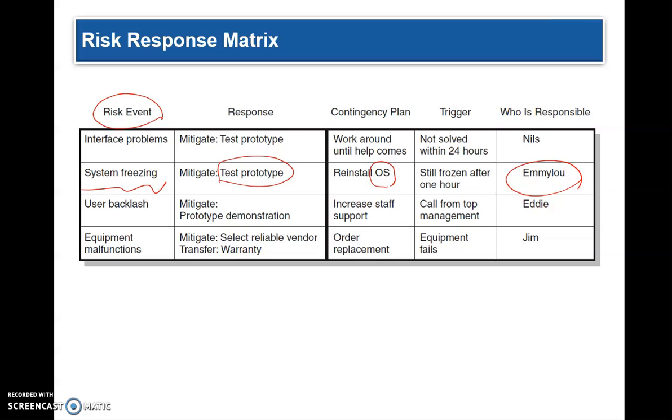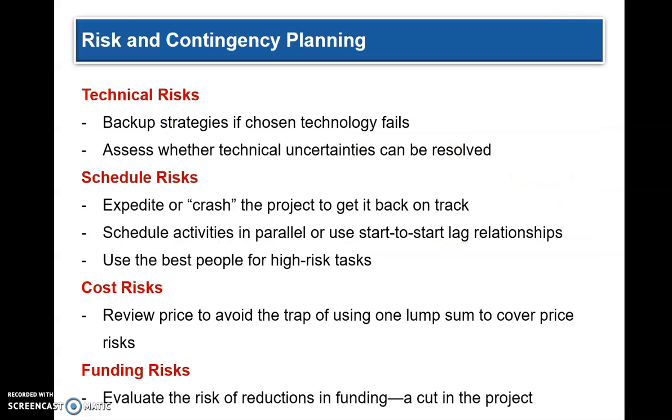So you can give a risk response matrix to your team members, and they can work with these kinds of events and responses and contingency plans, and when the trigger happens and who is responsible for it. Technical risks call for backup strategies if the chosen technology fails. If technical uncertainties can be resolved, they can be assessed. Scheduling risks basically look at expediting or crashing the project to get back on track.